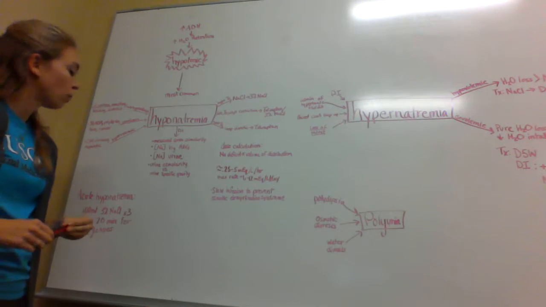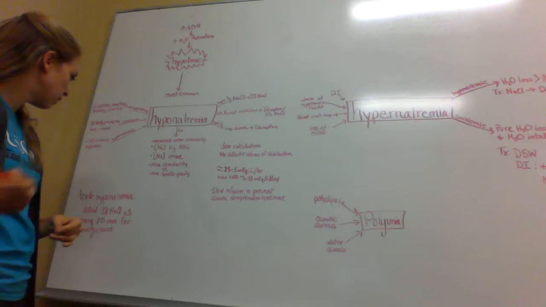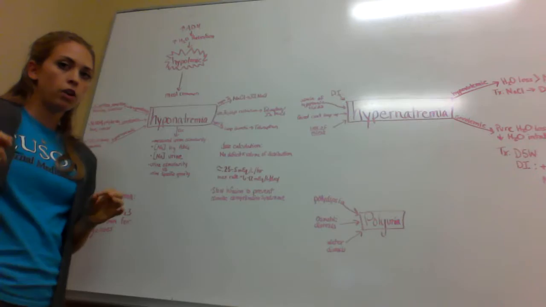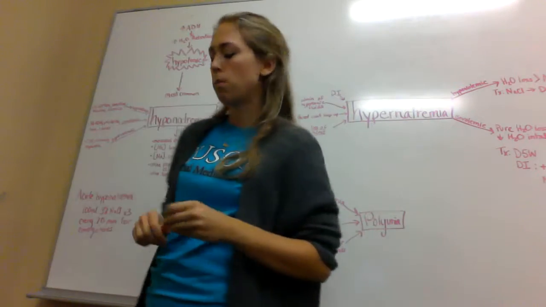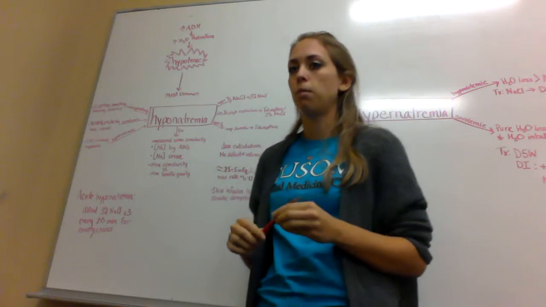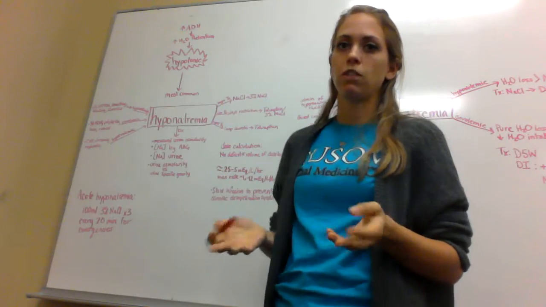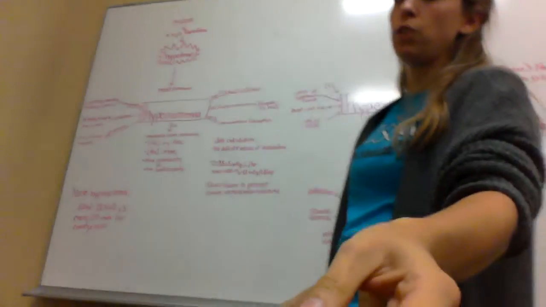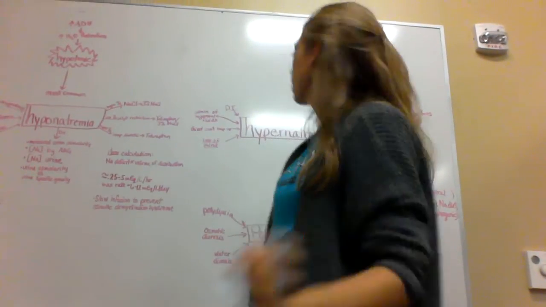And one other thing to note about this, if you have acute hyponatremia, you can treat with 100 milliliters of 3% sodium chloride 3 times every 20 minutes, and that's for very emergent situations. So moving on to hypernatremia.